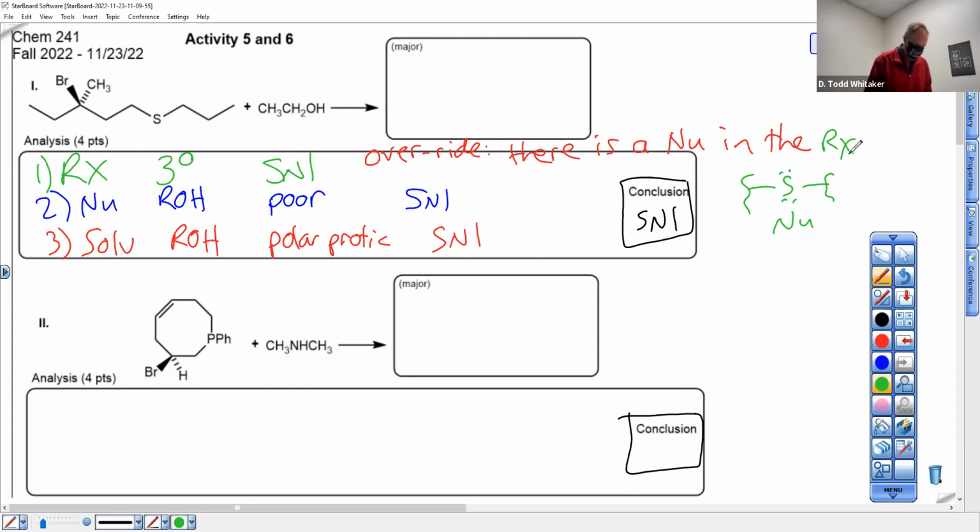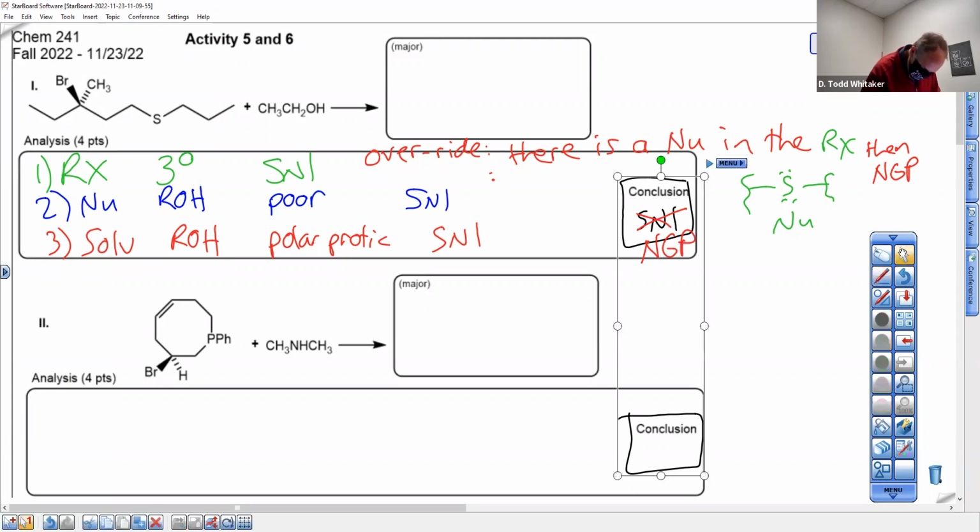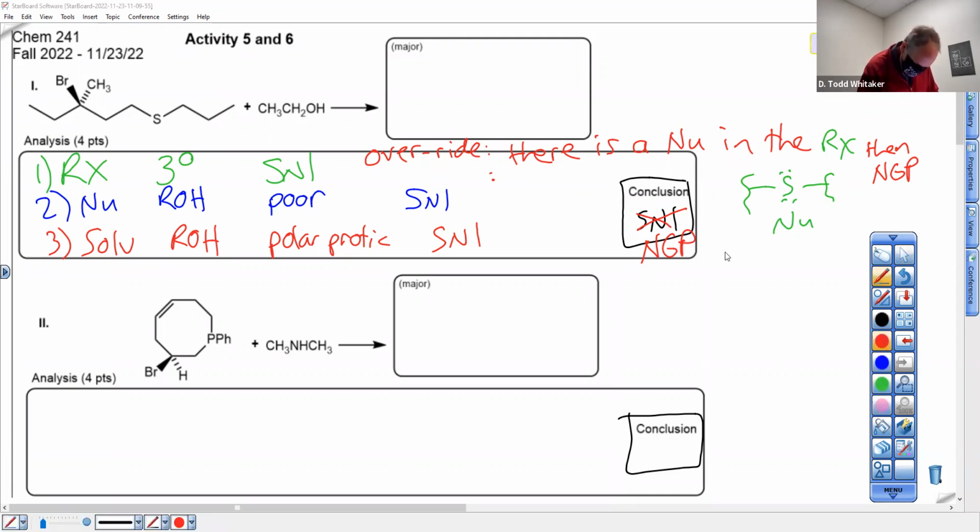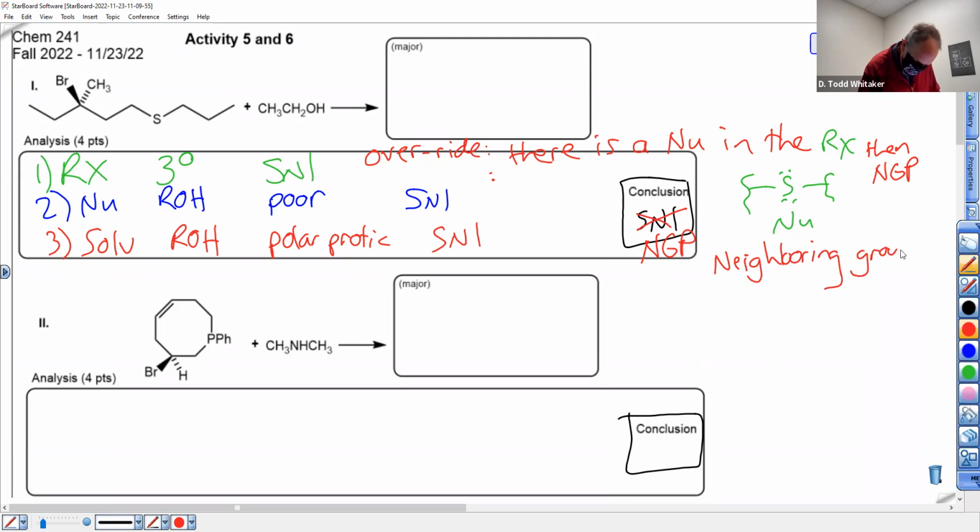Oh, perfect. Okay. So this is what's going to be called an NGP, neighboring group participation. NGP is what you're going to put in the box. NGP is what goes in the box. Don't like your box? Make it bigger. There you go. It stands for neighboring group participation.